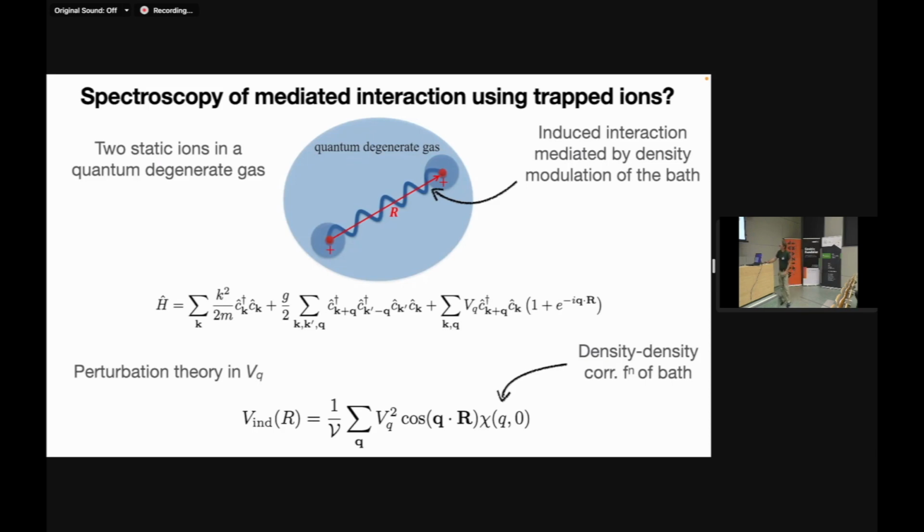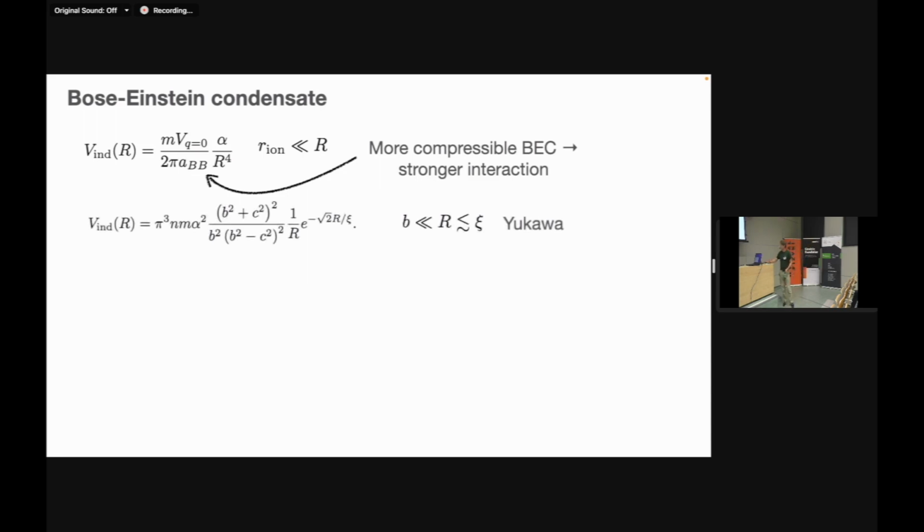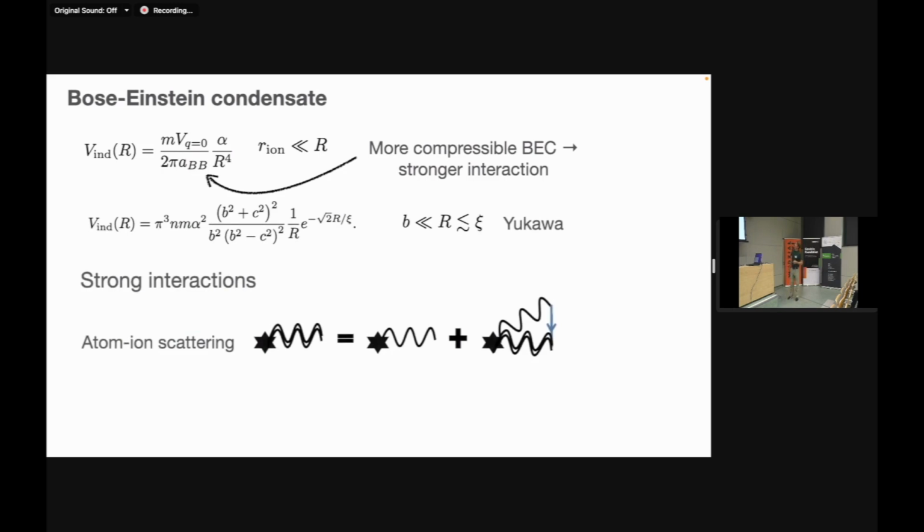You can calculate the interaction between the two ions, which basically scales with the density correlation function of the surrounding medium. So the interaction between them is determined by how well the surrounding medium propagates density oscillations. Then you can derive various analytical results in the perturbative regime. You find, for instance, that it has a 1 over r to the fourth behavior at long range, and it scales inversely with the scattering length between the bosons. Since I'm putting the ions into a BEC, that tells you that the more compressible the BEC is, the better it is at mediating interactions. In other regimes, at short range, you can get a Yukawa interaction.